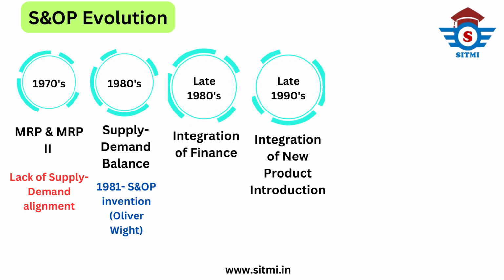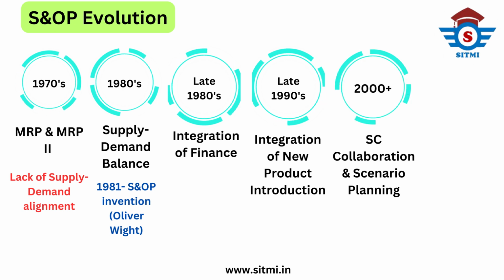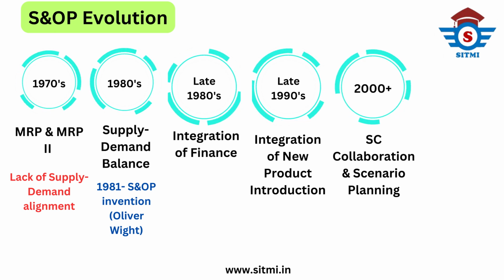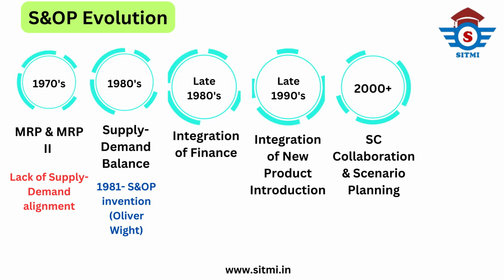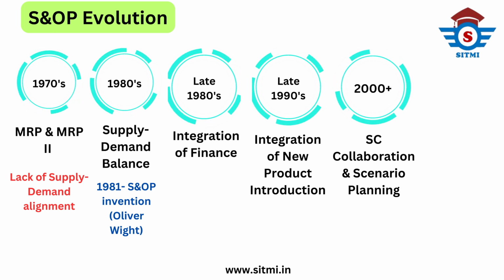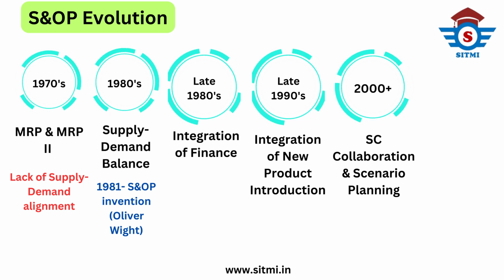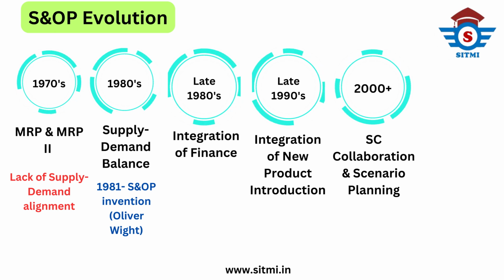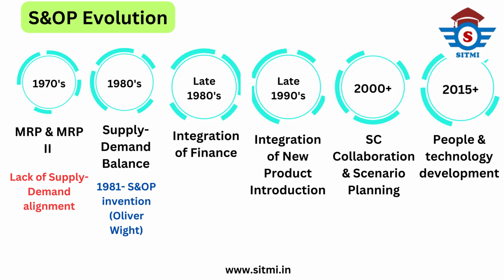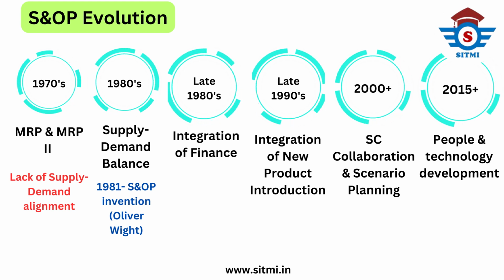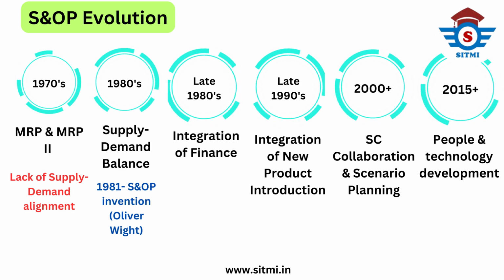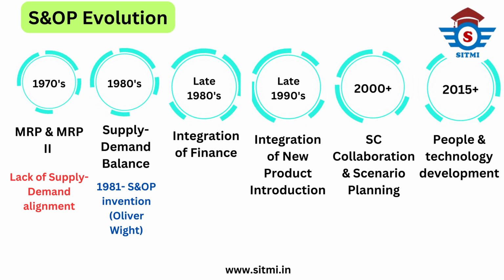Now after 2000, further developments happened in this S&OP process in the form of supply chain collaboration with multiple partners, and also creating scenario plans and their execution through different IT based systems. So that was more development in the form of supply chain collaboration. And in 2015 or beyond, the major focus is also given on development of people, development of technology, and also development of the S&OP process further.